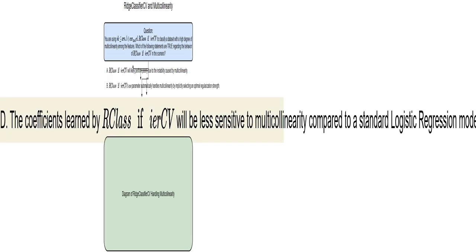This is also correct. The regularization in RidgeClassifierCV shrinks coefficients, reducing their sensitivity to multicollinearity compared to standard logistic regression, which does not have this built-in regularization.